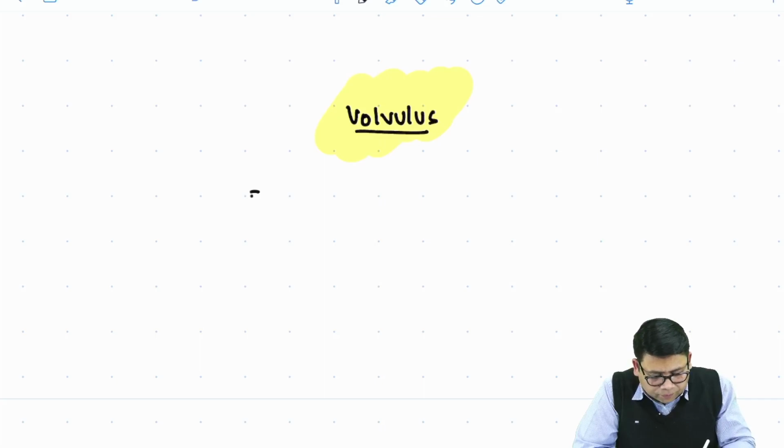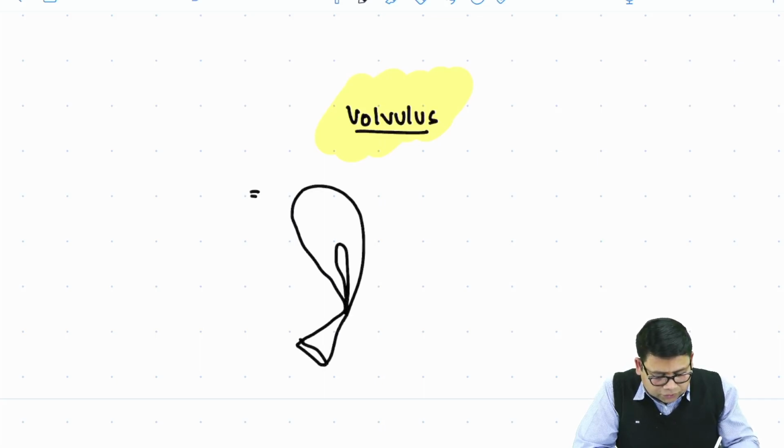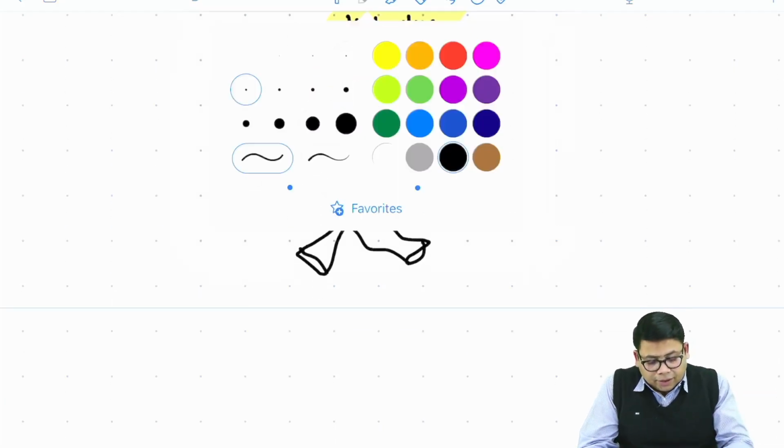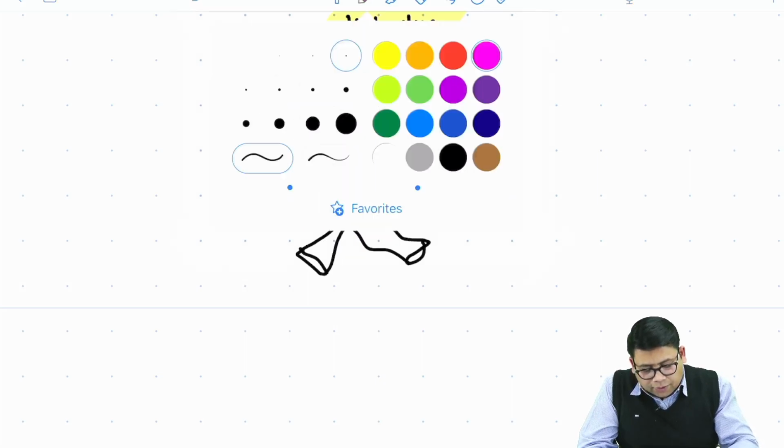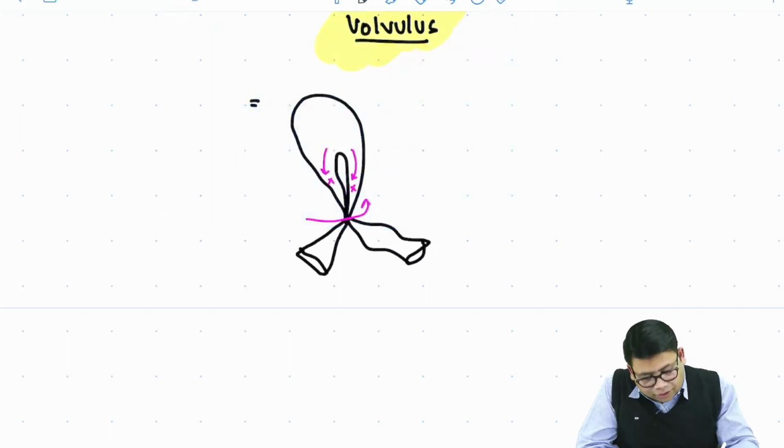Volvulus is nothing but a twisting of bowel on the axis of its mesentery. So this is a bowel which has twisted on its mesentery, and since it has twisted, there are two problems which have been created. What are the problems? Now try to understand, this end is also blocked, this end is also blocked, and thus it results in a closed loop obstruction. So this is a closed loop obstruction of a bowel.